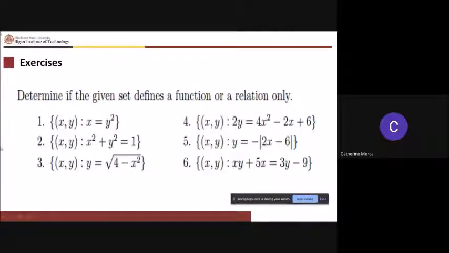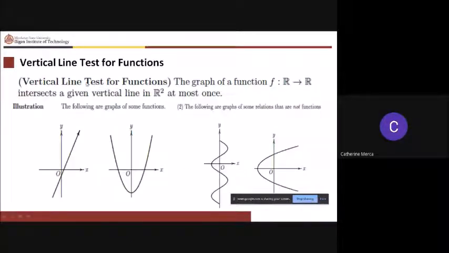Determine if the given set defines a function or a relation only. This will be your assignment, numbers 1, 2, 3, 4, 5, 6. So, how do we test? We have what we call the vertical line test for functions. The graph of function f, R to R, intersects a given vertical line in R squared at most once. So, you can make use of the vertical line test.